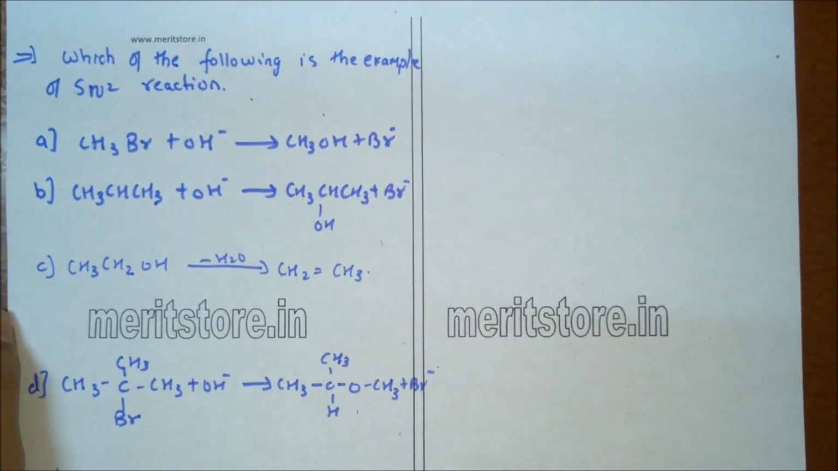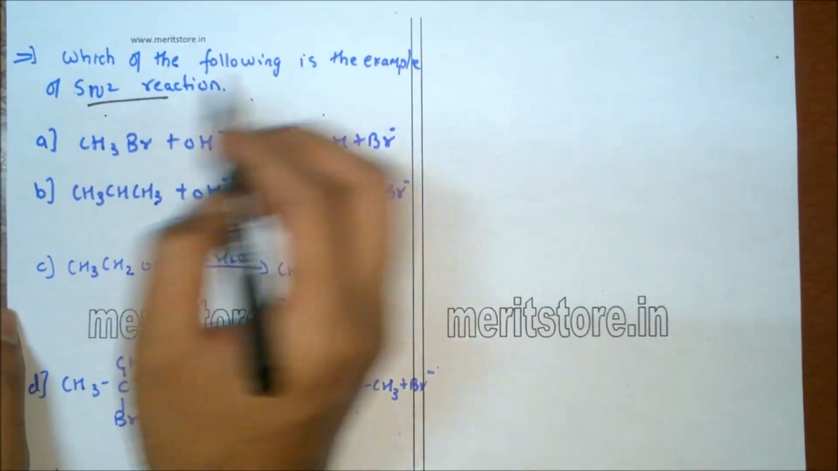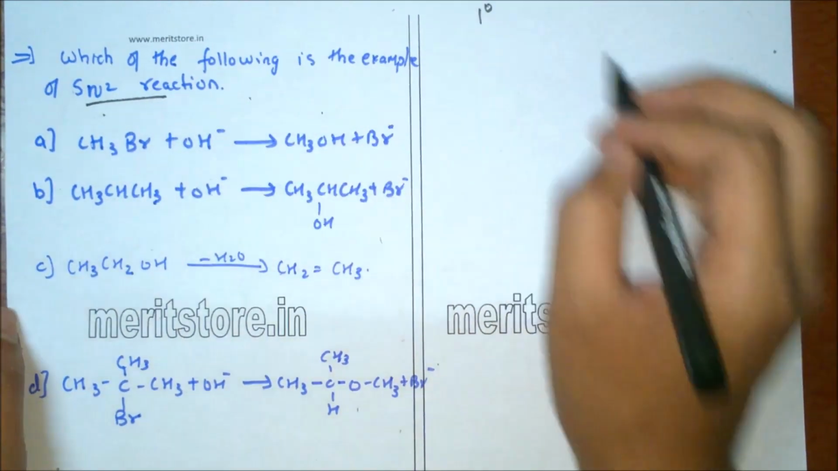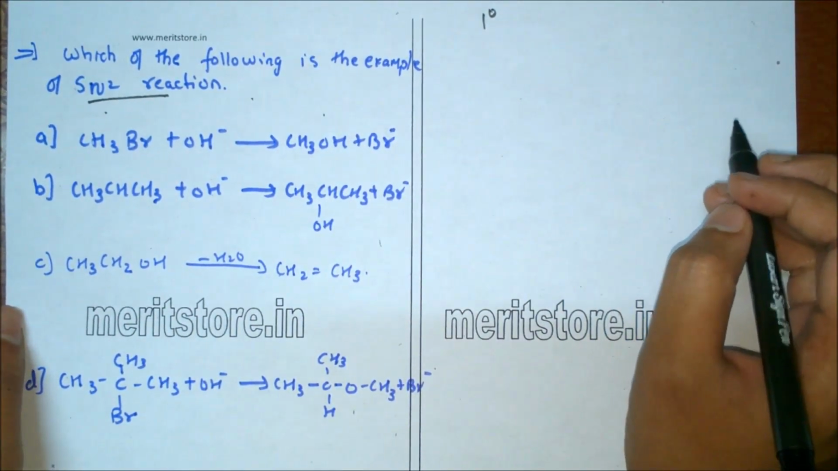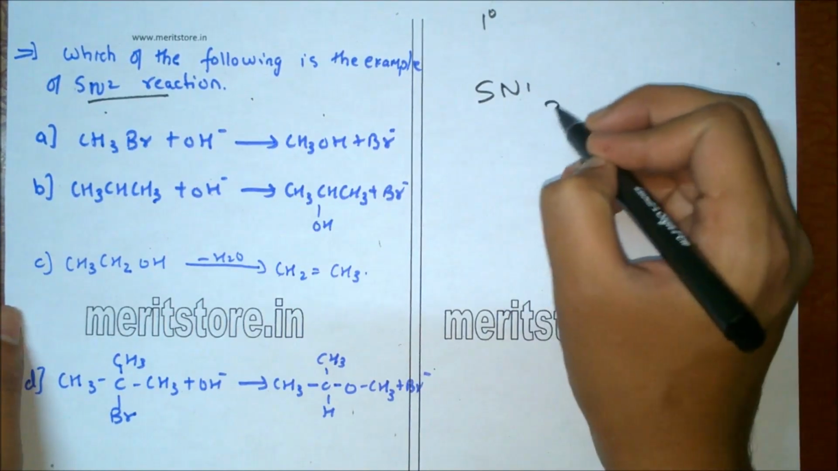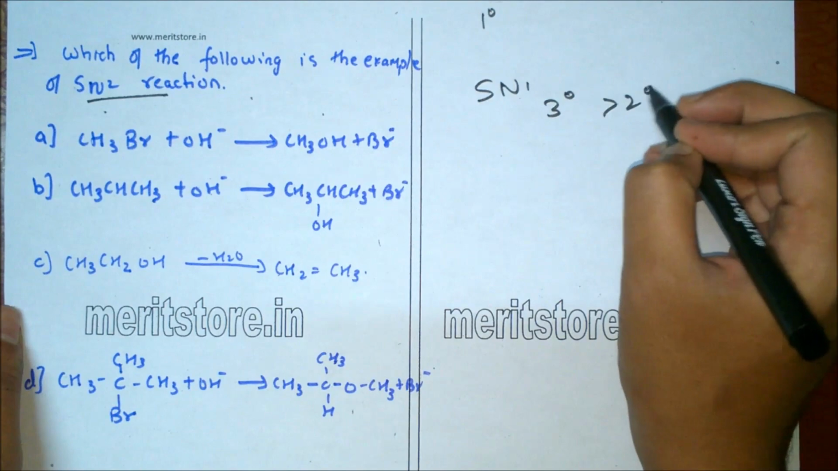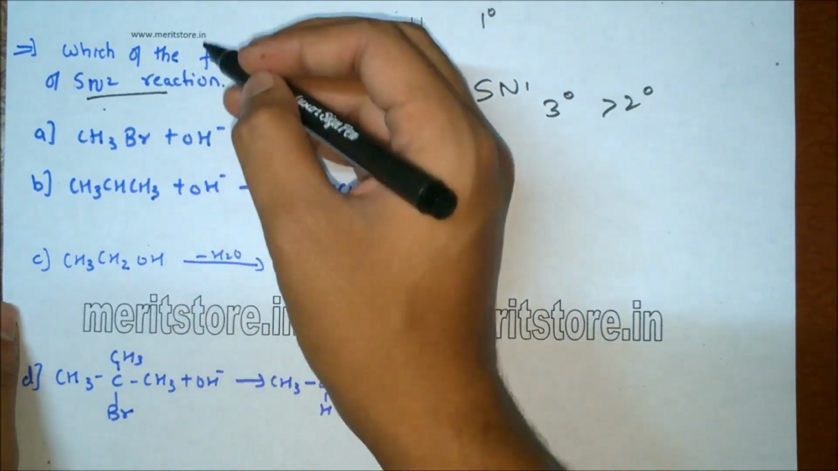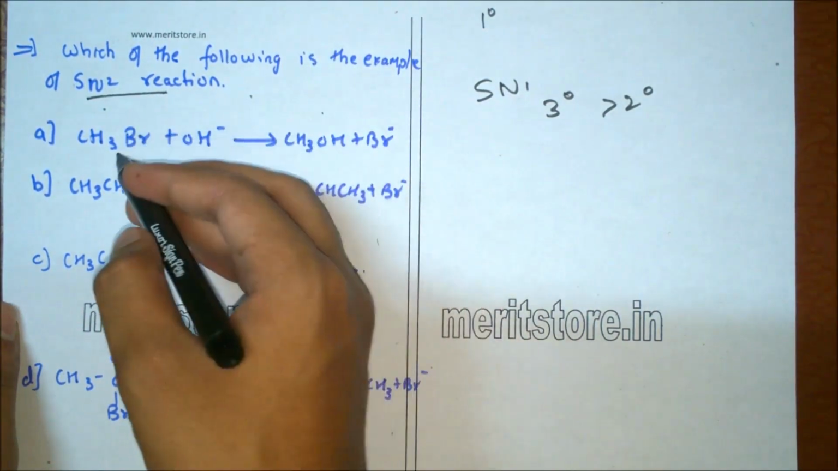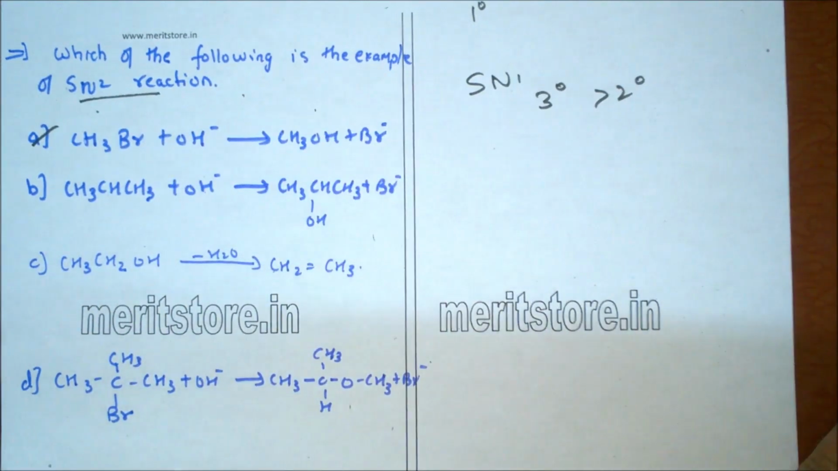Which one of the following is an example of SN2 reaction? For SN2 reaction, mostly the primary alkyl halide goes through the SN2 reaction mechanism. For the SN1 mechanism, tertiary and more or less secondary alkyl halides go through the SN1 mechanism. So for SN2 mechanism, we have to find the primary alkyl halide. There is only one primary alkyl halide. So option A is the correct answer.